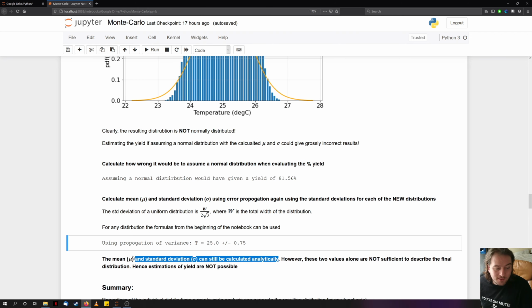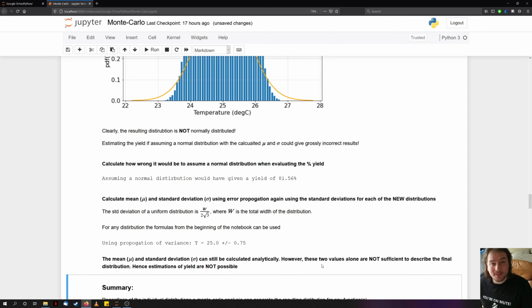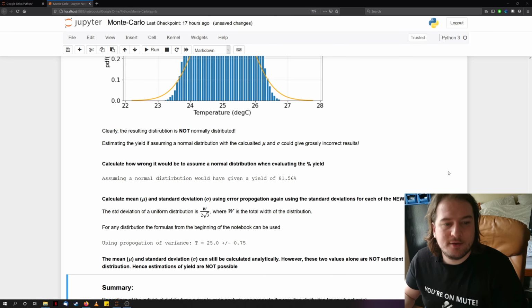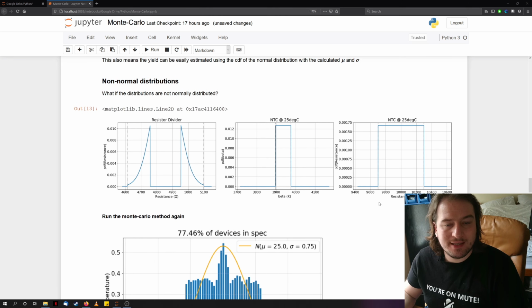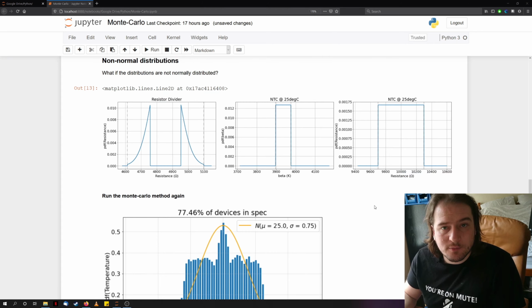So we can still calculate the mean and standard deviation analytically, that's absolutely no problem. However, just important to reiterate, these two values alone are not sufficient to describe the final distribution, hence estimations of yield are not possible. I think this is a very important thing to remember. Just because we can work out the mean and the standard deviation of functions of random variables analytically, it doesn't mean that we can then use those two values to predict more things, for example, predicting probability intervals, because we don't know their underlying distributions.